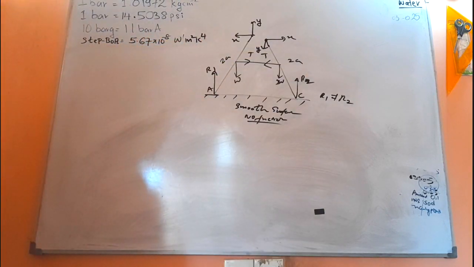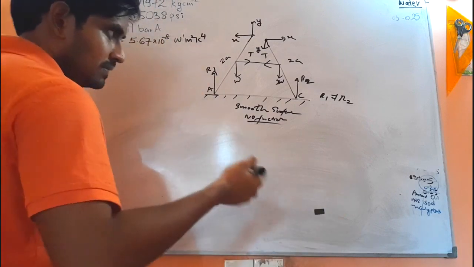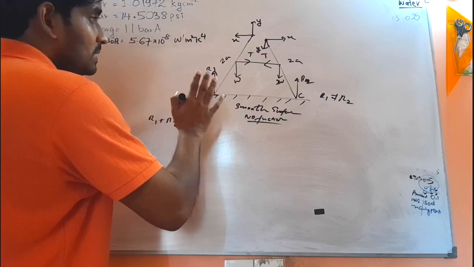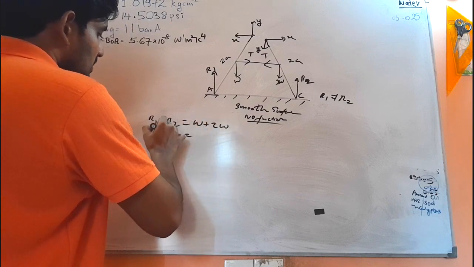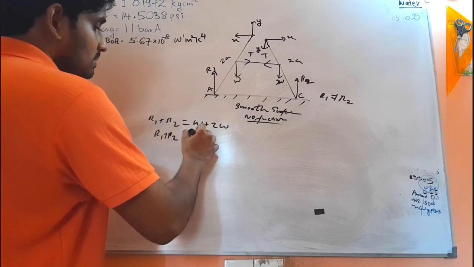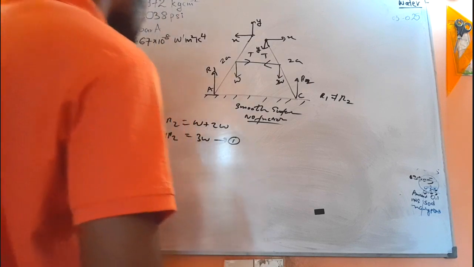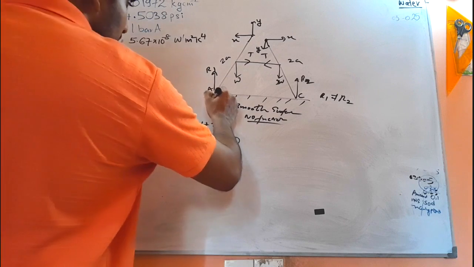Then I can write one. You can now see, when considering the system, the first equation we can very clearly obtain is that R1 plus R2 must be equal to W plus 2W. That means R1 plus R2 must be 3W. That is equation number 1. So then let's find these reactions. What can I do for that? Let's take moment about this point A.